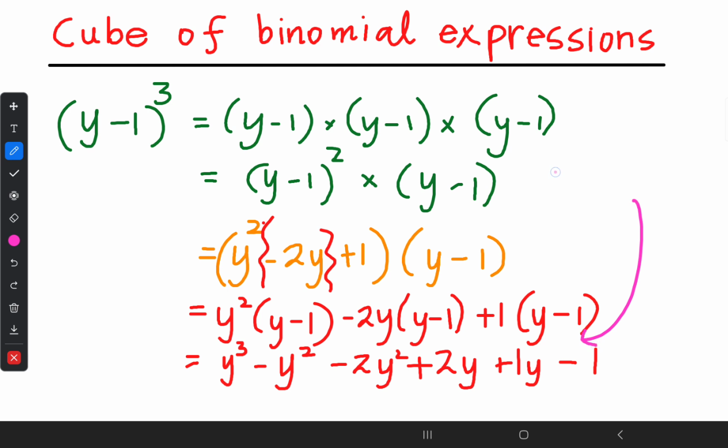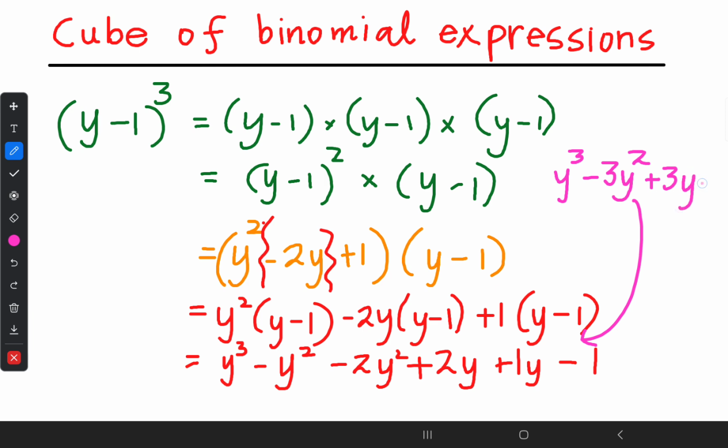Y cube, only we have one cubic term, y cube. Here also y square, negative y square. Here also negative 2y square. Both together, negative 3y square. You should get the sum of like terms. Both are y square having some coefficients. So negative y square and negative 2y square will become negative 3y square. Thereafter, positive 2y and positive 1y will become positive 3y.